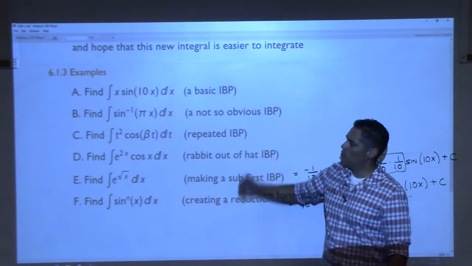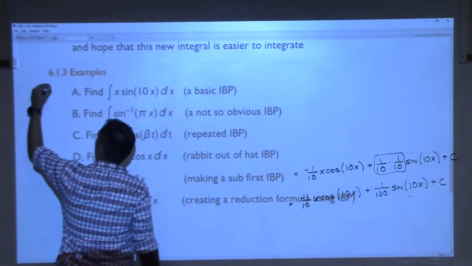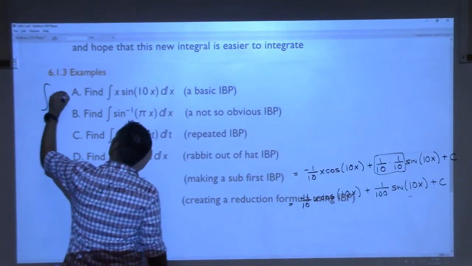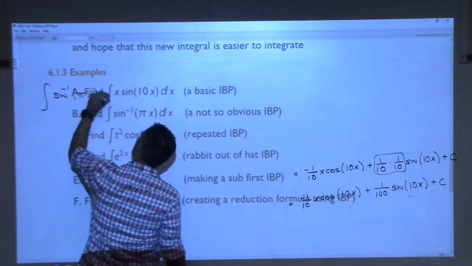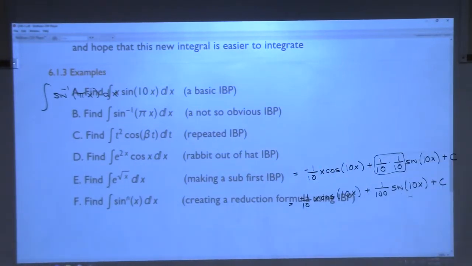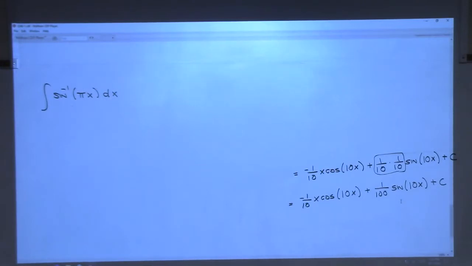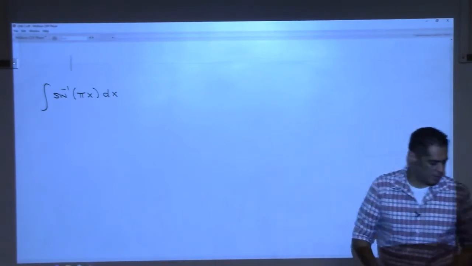Now, one that's not so obvious: the integral of arcsine of pi x dx. So I want you to look at that. I'm going to go grab some markers, because there's like hundreds, but they're all half dead. And plus, I want to give you an opportunity to think about this one.